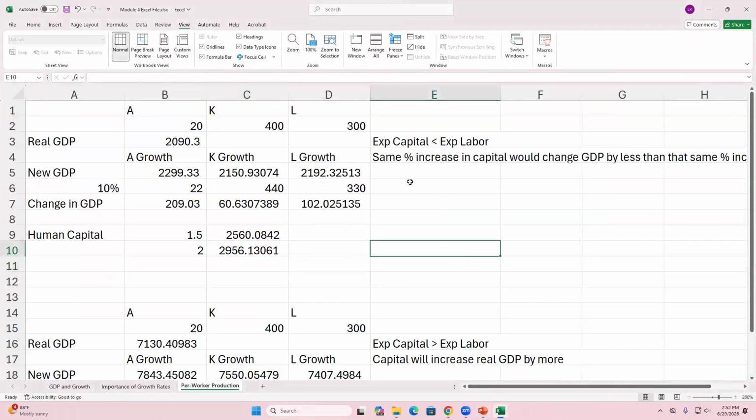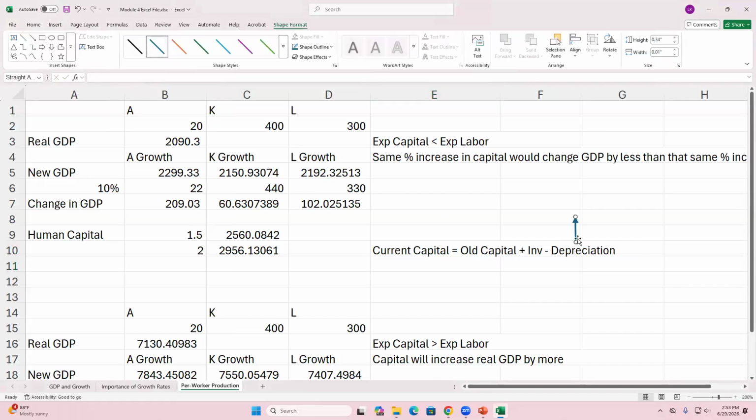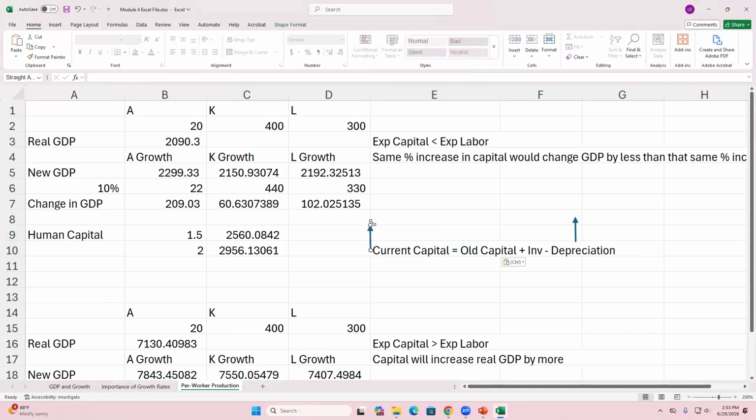Remember, my current capital was equal to my old capital plus investments in the capital minus depreciation. So if I have an increase in depreciation, what's that going to do? Well, if I'm subtracting a larger value, that's going to cause a decrease in my current amount of capital.